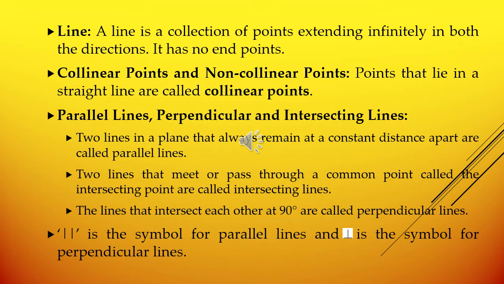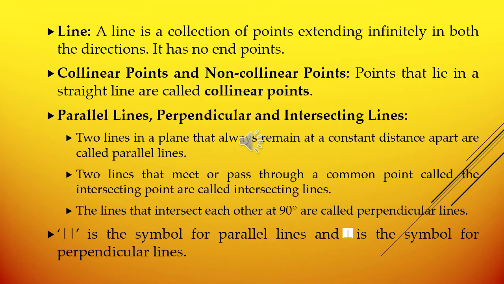Then comes parallel lines, perpendicular lines and intersecting lines. What are parallel lines? The two lines which remain at a constant distance, like you can give an example of railway tracks. The lines which cannot meet anywhere are called parallel lines.